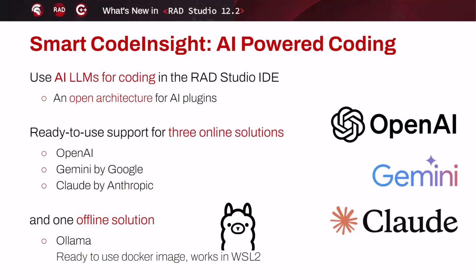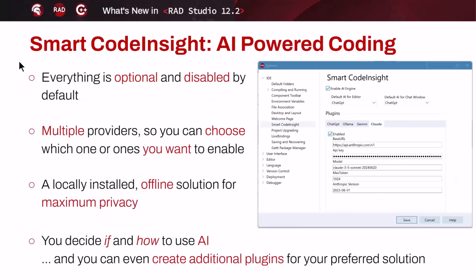Claude API by Anthropic. We're also providing one offline solution, offline meaning a solution you can install locally on your machine or a machine in your network, and that solution is on Llama. We are also providing a ready-to-use Docker image that you can install on a Linux machine or you can install on the Windows subsystem for Linux. What's important to underline is that everything is optional and it's disabled by default.